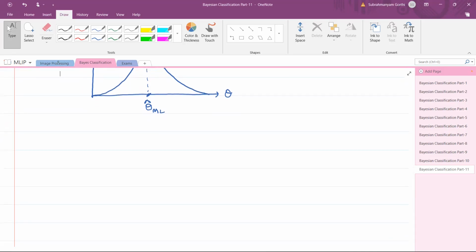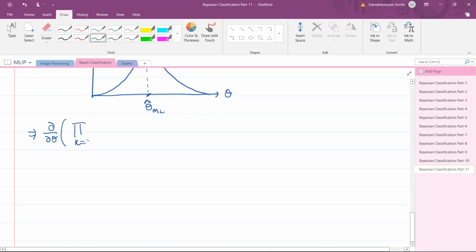But essentially, what you need to do here is ∂/∂θ of the expression I am writing here, the product over k equal to 1 to n of probability of x_k bar given theta. Then taking this derivative and equating it to what? 0. Very good. Equating it to 0.